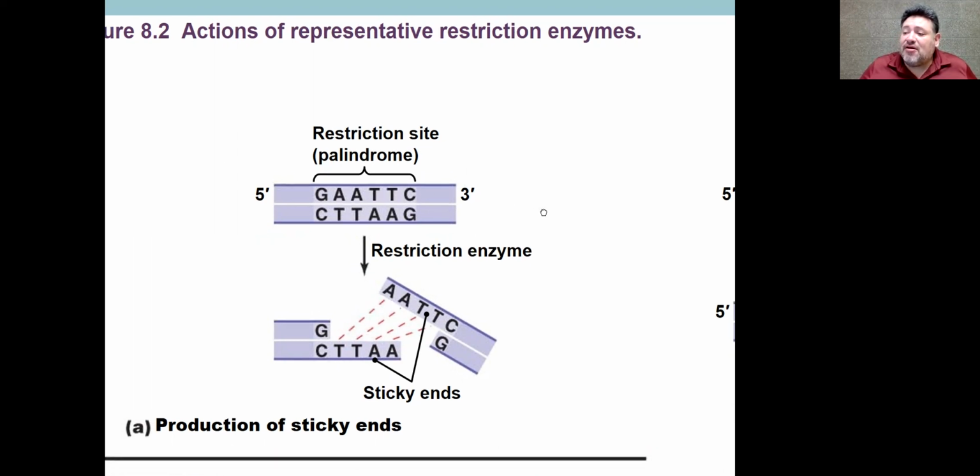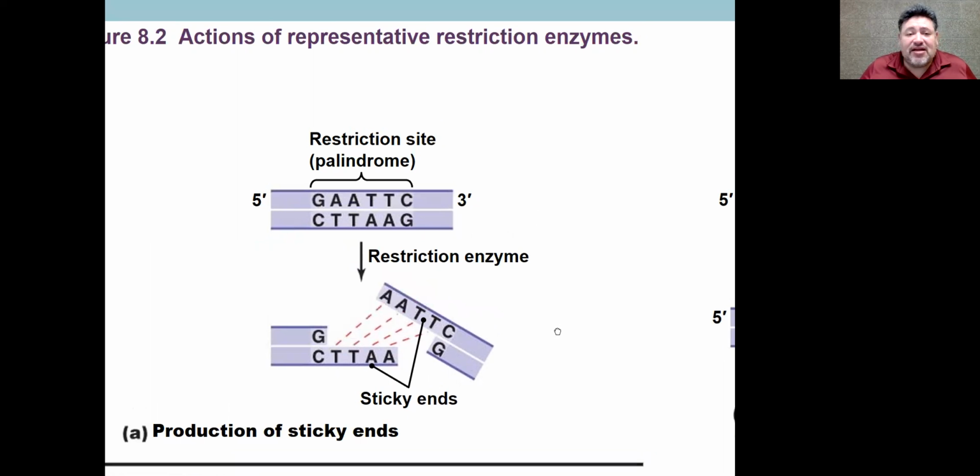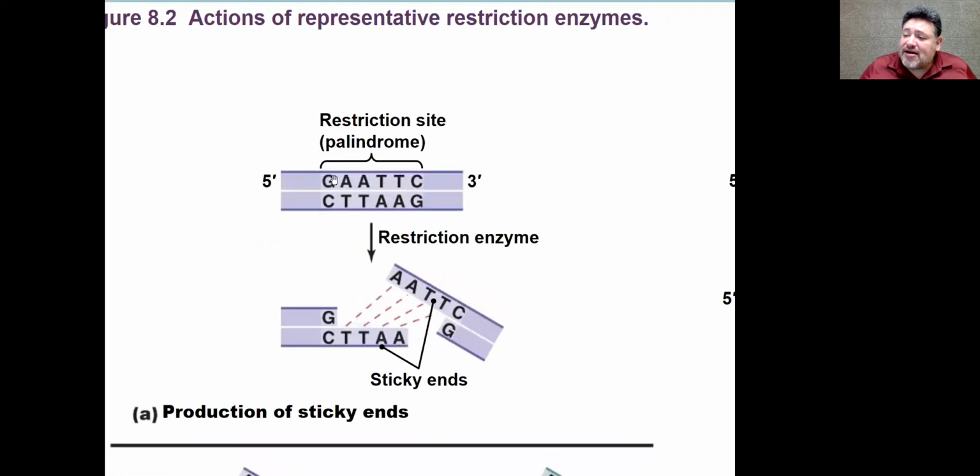One of the things that you need to know about these restriction enzymes that leave sticky ends is that the recognition site in DNA is a palindrome, okay? What is a palindrome? A palindrome is a word that reads the same forwards and backwards. So if you look at the top, it goes G-A-A-T-T-C. But if you look at the bottom in the opposite direction, you go G-A-A-T-T-C. Same forwards and backwards. That's a palindrome. So a palindrome is a typical recognition site for a restriction enzyme.